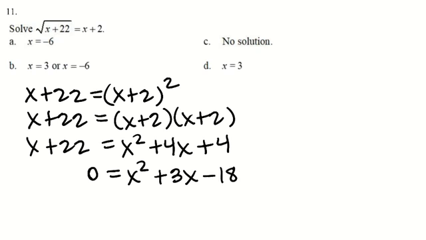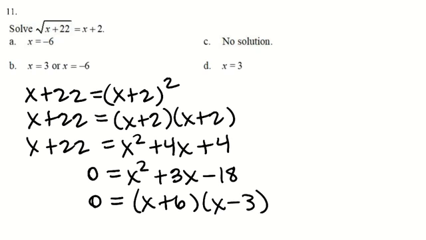And then I'm going to try to factor. This is looking pretty factorable with, I think, x plus 6 and x minus 3. Now these are going to be equal to 0 if x plus 6 equals 0, or if x minus 3 equals 0. Okay, so we need to check.